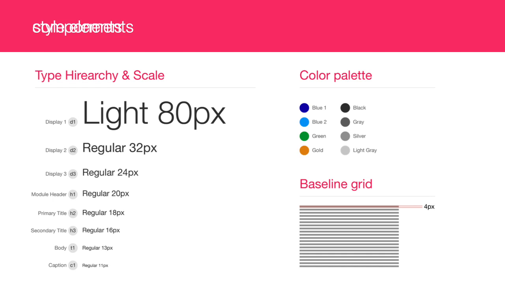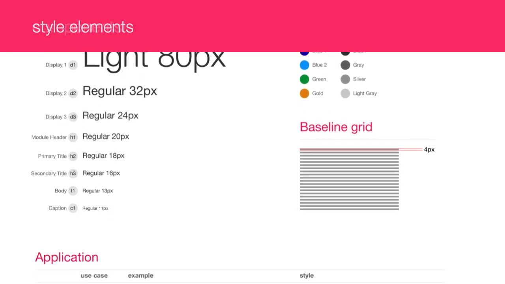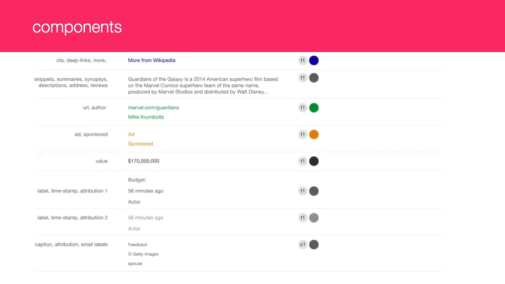With color and the baseline grid, we can now take these elements and start building our components, which are going to be the building blocks taking us further. So designers can just go and look at what is the level of hierarchy that they're looking at and what are the combinations that they can use.